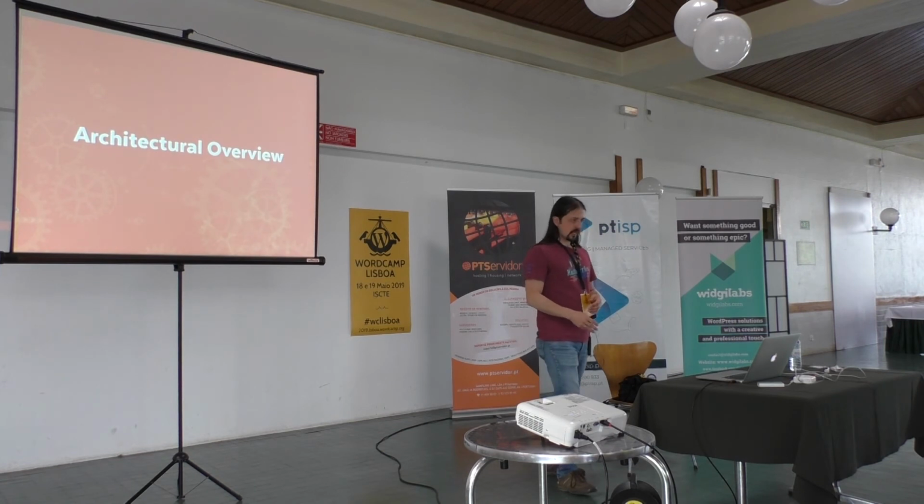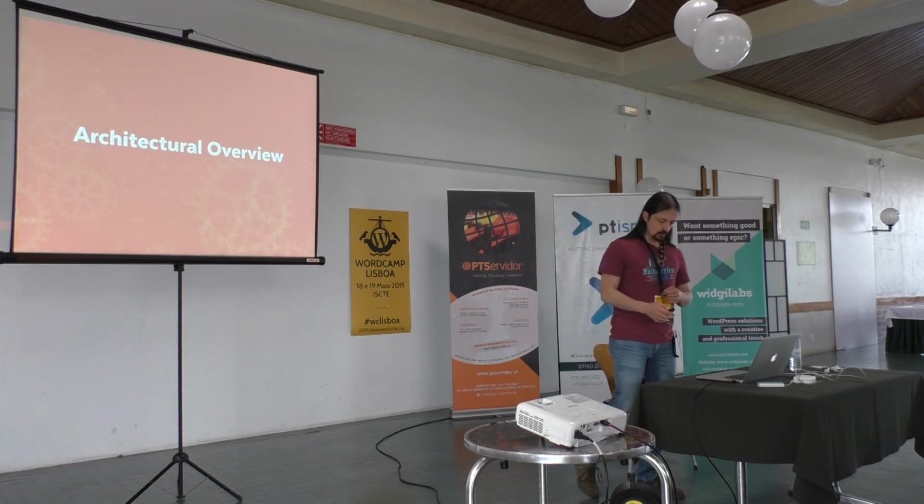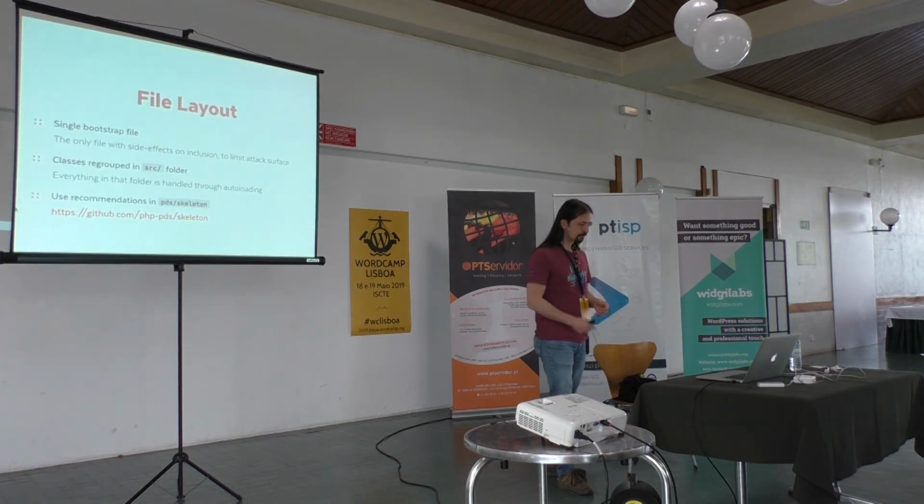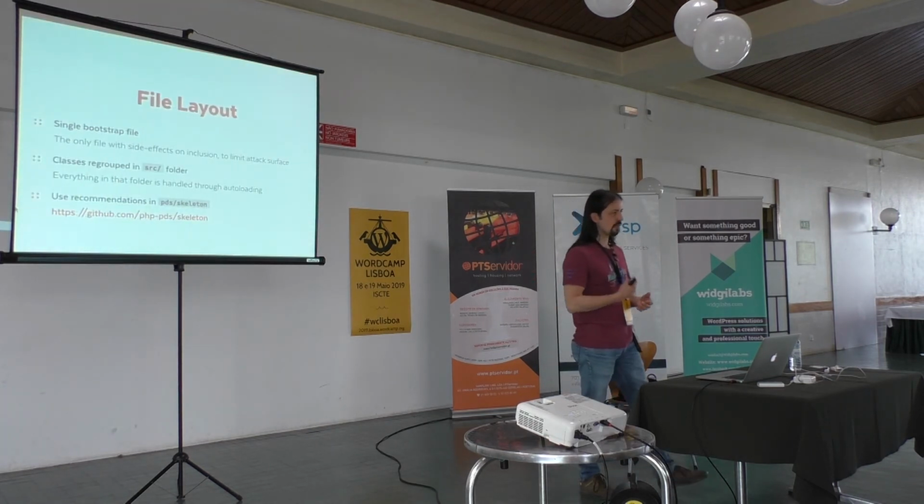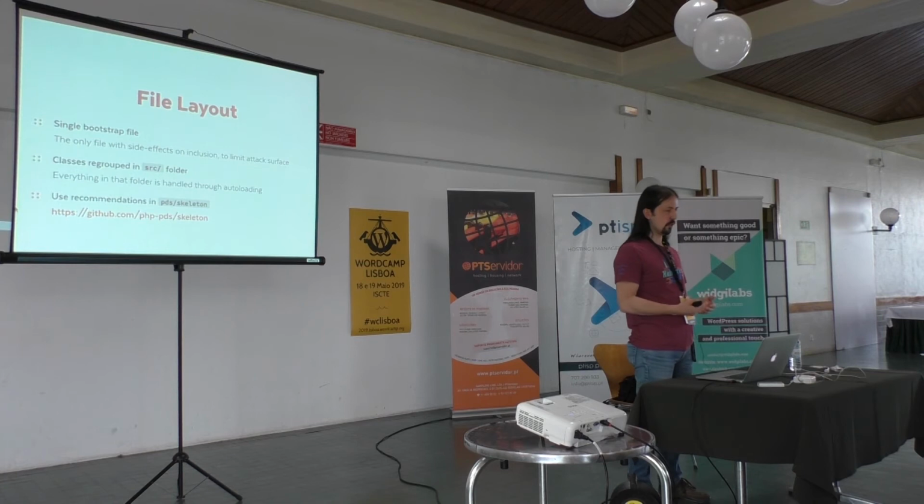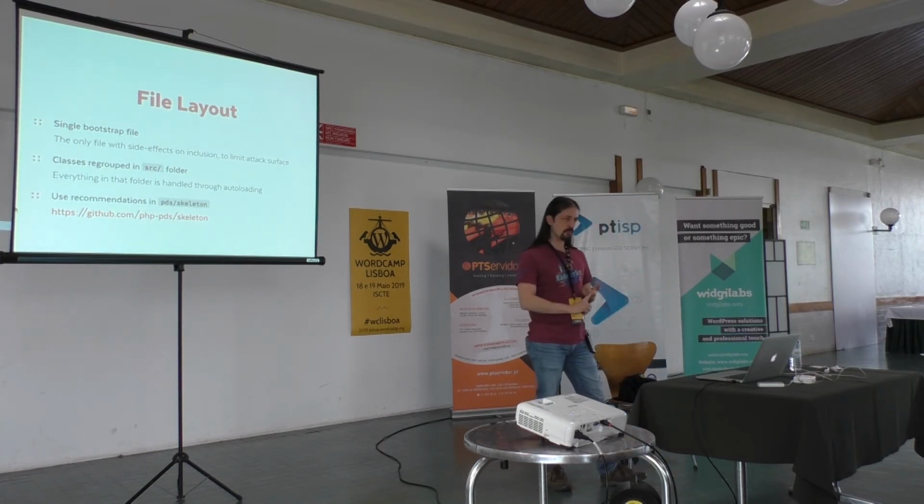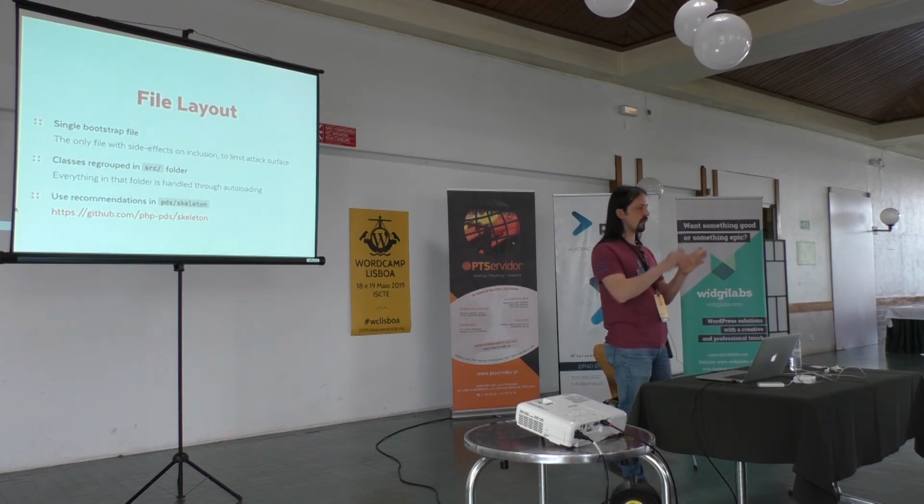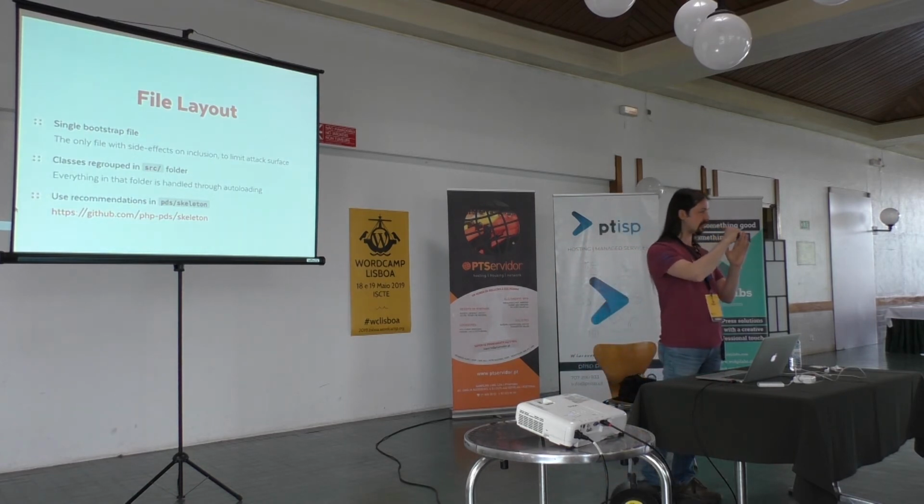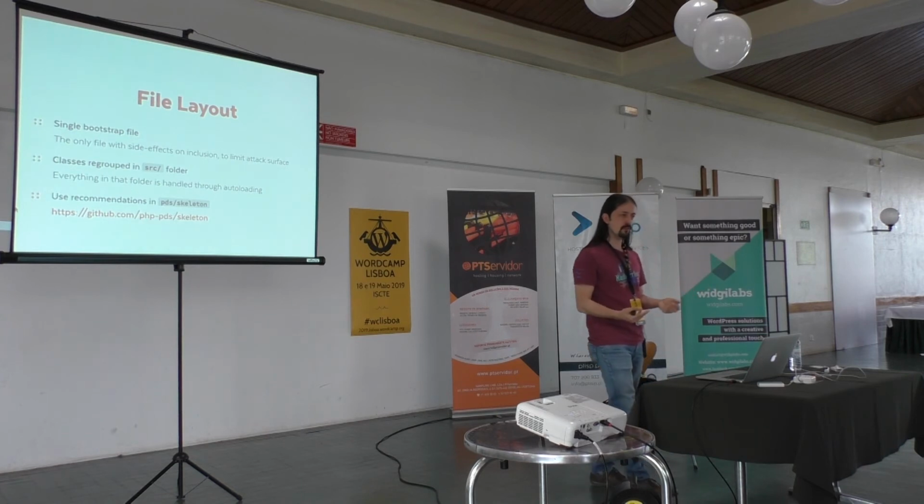So that was a short language overview. Now the architectural overview. First of all, the file layout of this boilerplate. There's a single bootstrap file. The bootstrap file is the first one that WordPress hits, where you have the comment to state that this is a plugin. This is called the bootstrap file.